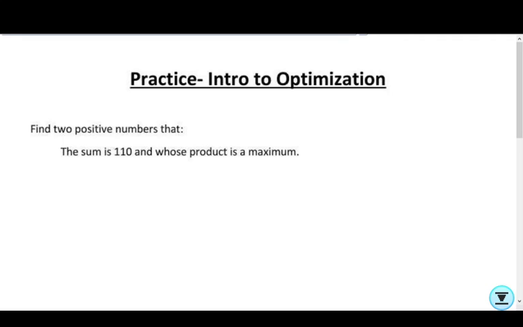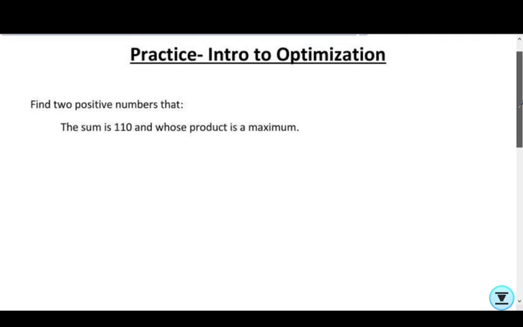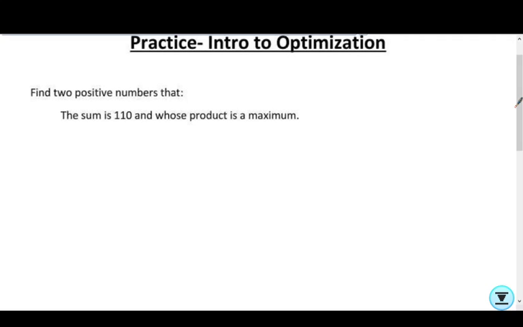Okay, so we're going to be doing basic optimization problems. Again, what we're doing is we need to find the primary equation, the secondary equation, then use those to get your primary into one variable, take the derivative, find the zeros.